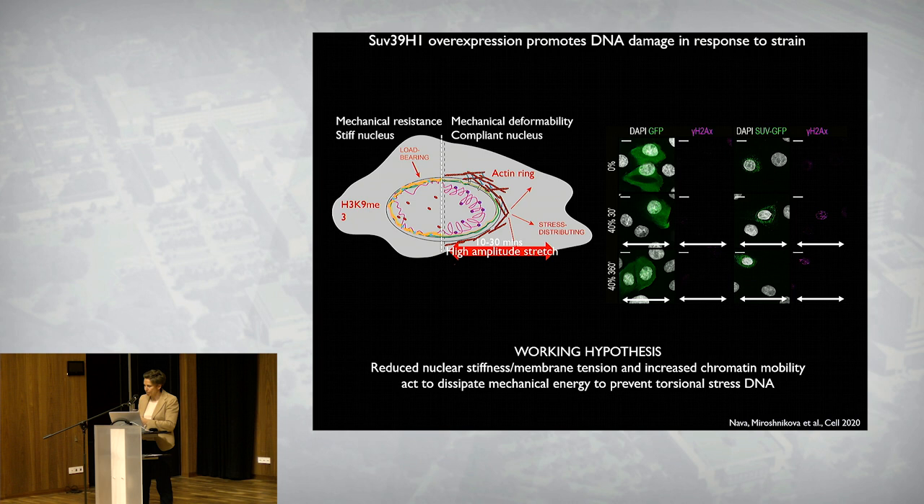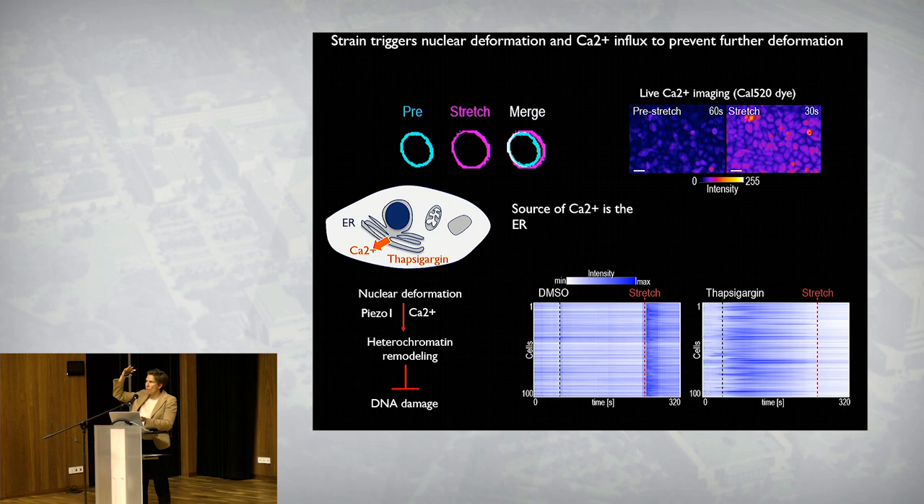The final question was, what could be the mechanism? I'm not going into this in detail, but intuitively, and this is also experimentally true, we see nuclear deformation occurring. There's an elastic deformation of the nucleus in the direction of stretch. And this coincides with an increase in intracellular calcium. By, for example, just compressing the nucleus, we can induce the same thing. So we deduce that the nuclear deformation is important. And we know that the calcium is coming from the ER. We did a bunch of experiments, and I'm just showing one here.